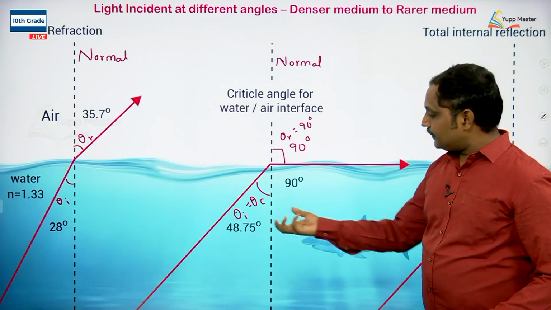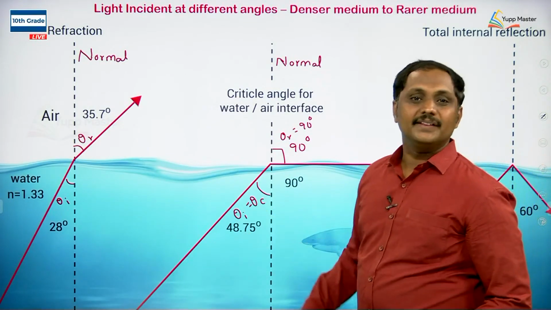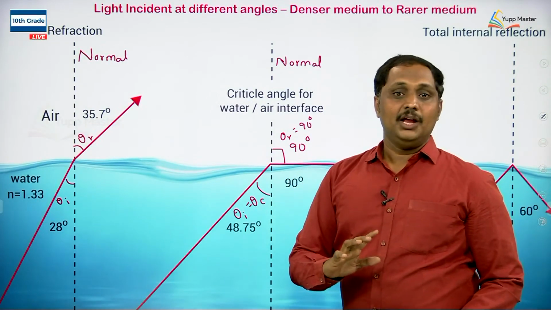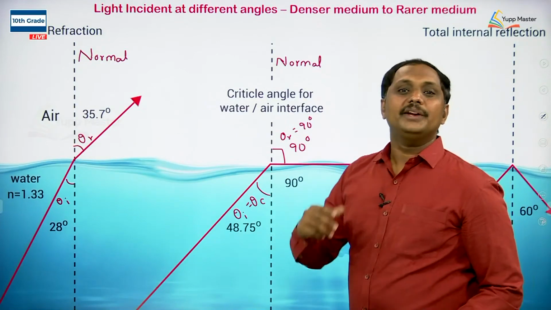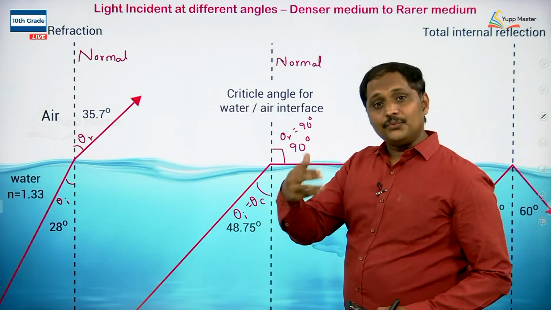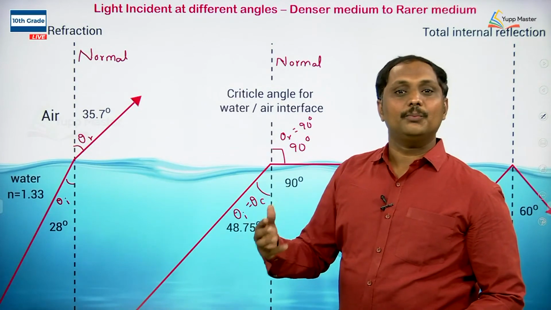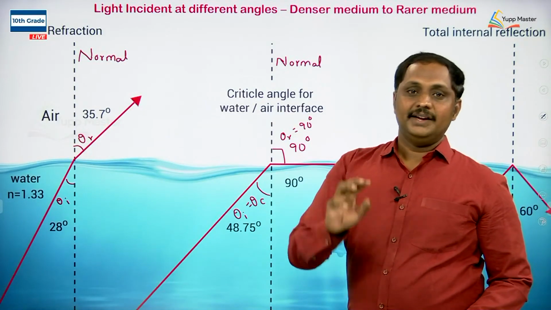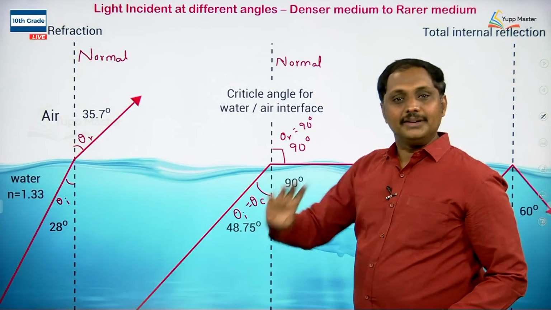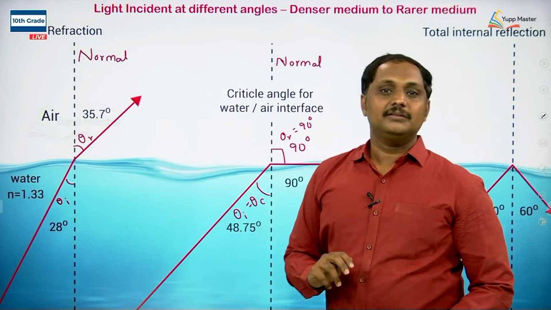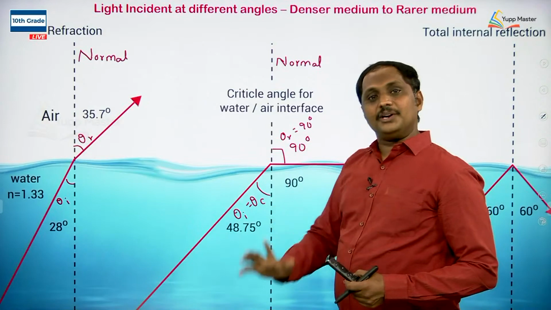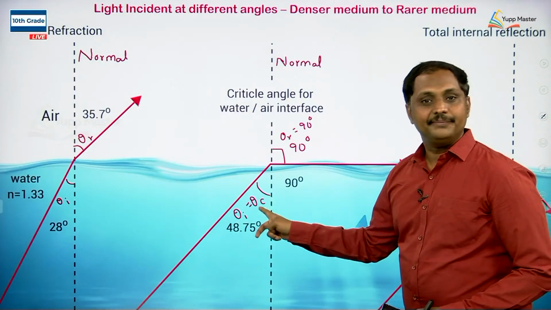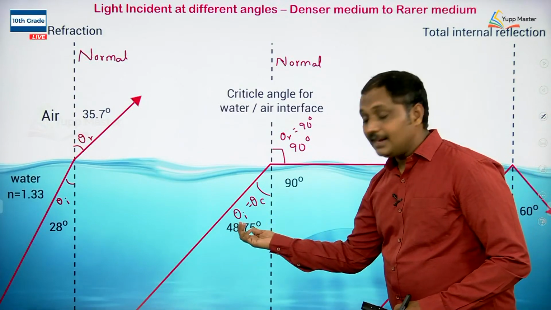For this case you have taken 48.75 degrees. In the case of glass material, you might have 41.8 degrees. In the case of diamond, you might have 24.4 degrees. So, for every material there is one critical angle. It depends on the density and nature of the material. So, the critical angle is different for different materials. In this case, we have seen water, which is observed as 48.75 degrees.